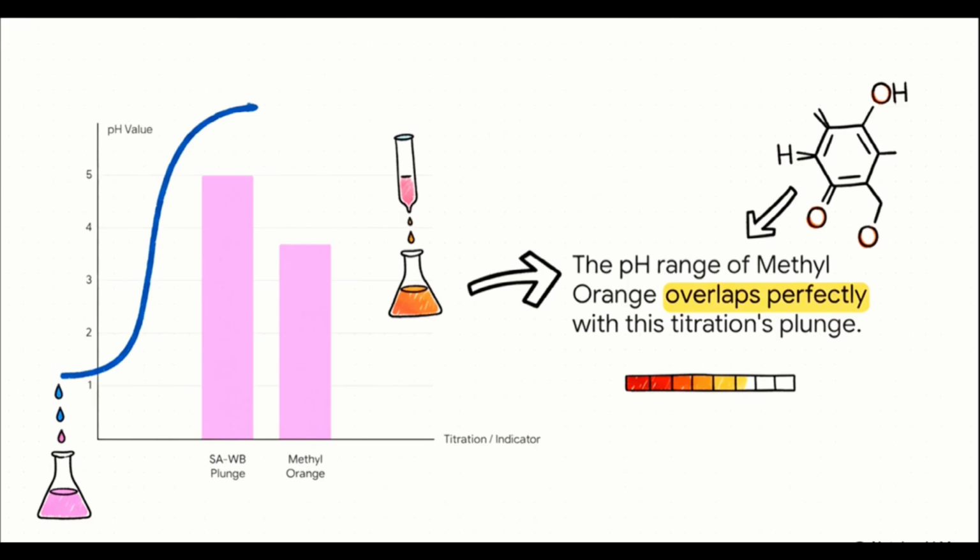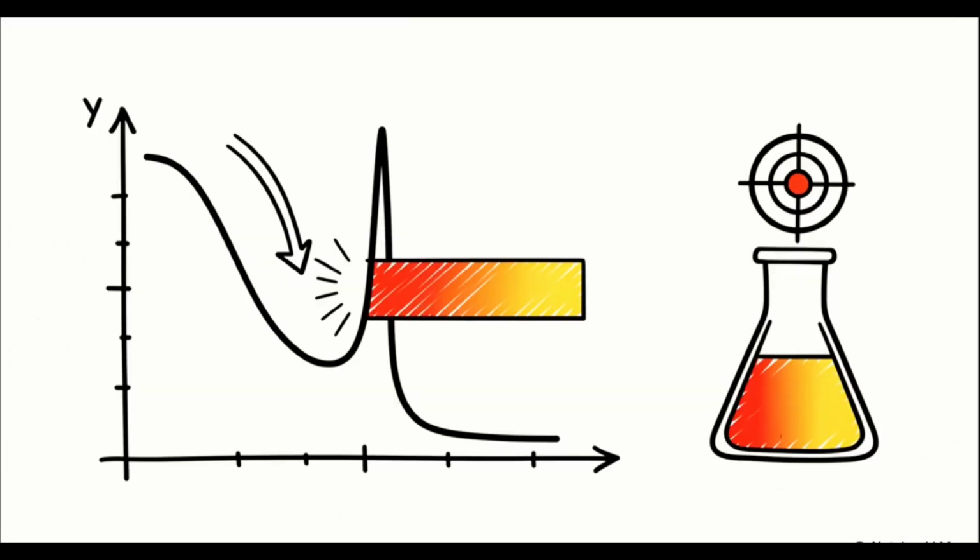Okay, let's see this in action. Remember our strong acid-weak base reaction? Its steep drop happens in the acidic zone, right around a pH of 4 to 6. Now look at methyl orange. Where does it change color? Between a pH of 3.1 and 4.4. It's a perfect overlap. I mean, come on, that's a perfect match. As the pH takes that nosedive, it blasts right through the methyl orange color change zone.